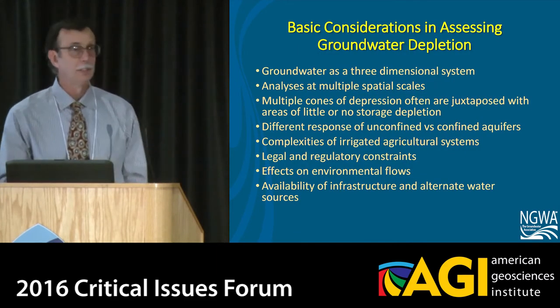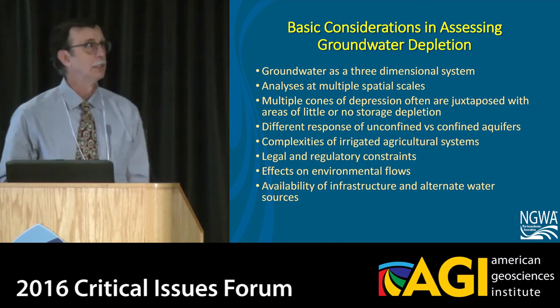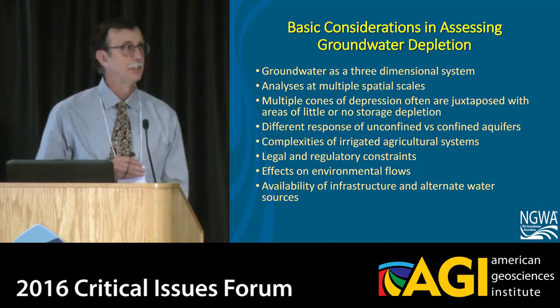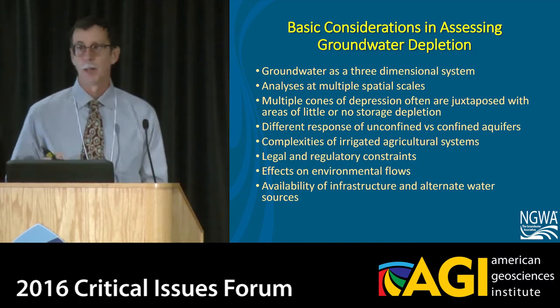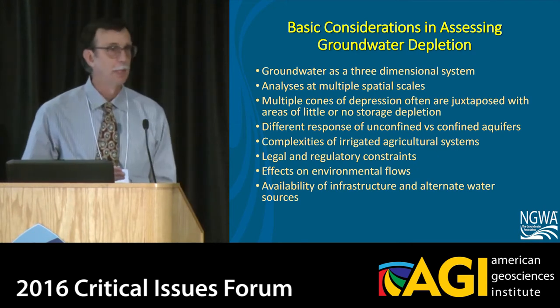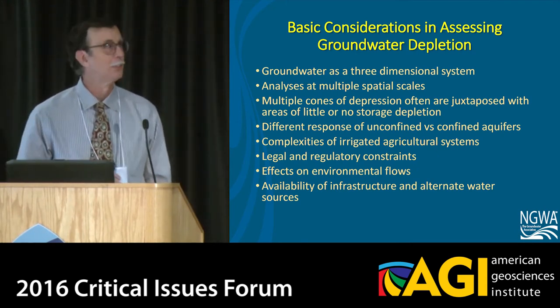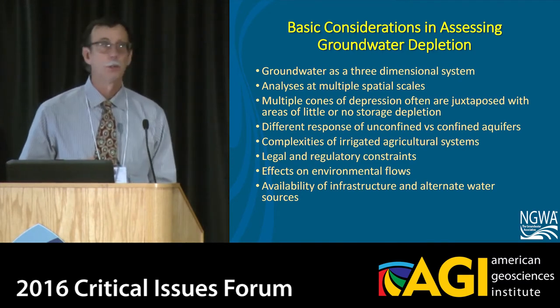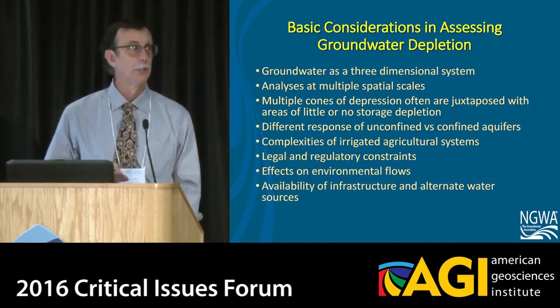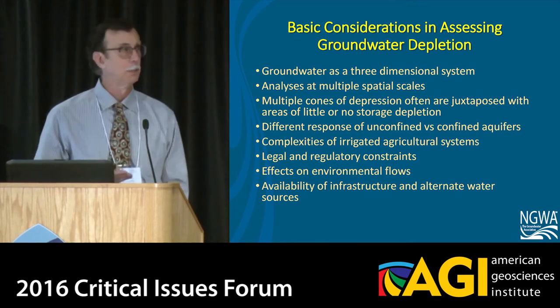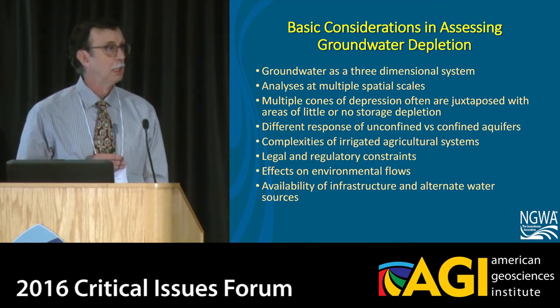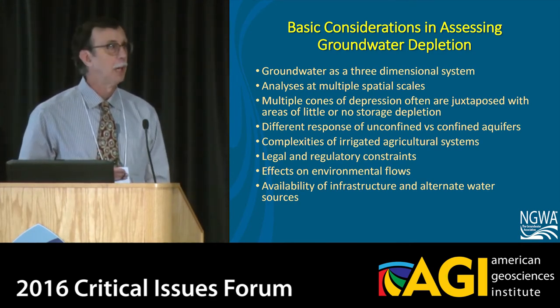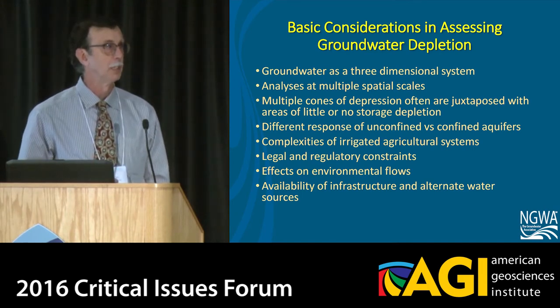Okay, so basically from these few examples, I think we can see some basic considerations in assessing groundwater depletion. First of all, groundwater is a three-dimensional system. Sometimes we forget that looking at too many maps. We need to look at multiple scales. Multiple cones of depression are often juxtaposed with areas of little or no groundwater depletion. There's certainly a very large different response of unconfined versus confined aquifers.